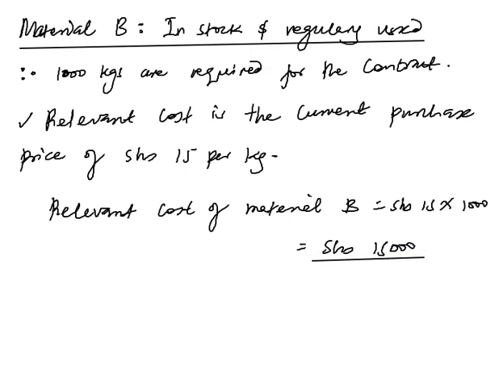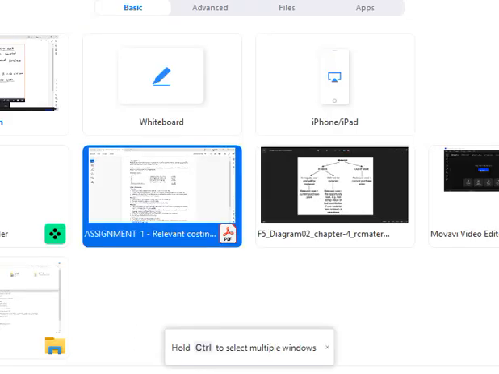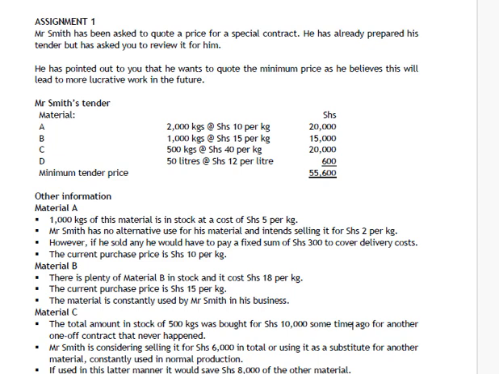Let us see what Mr. Smith quoted in his minimum tender price. Mr. Smith quoted 15,000. Yes, that was very, very right. He was correct by considering the 15,000. Okay, we move to material C. When it comes to material C, we need 500 kilograms, and a kilogram costs 40, giving us 20,000. That's what Mr. Smith has included in his tender price.